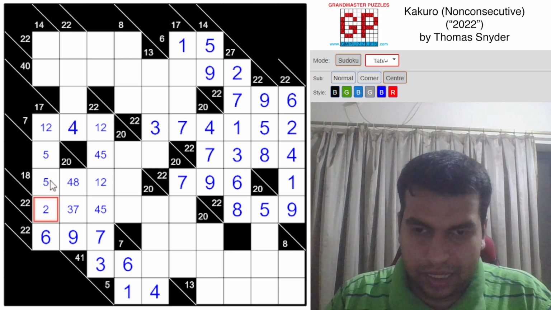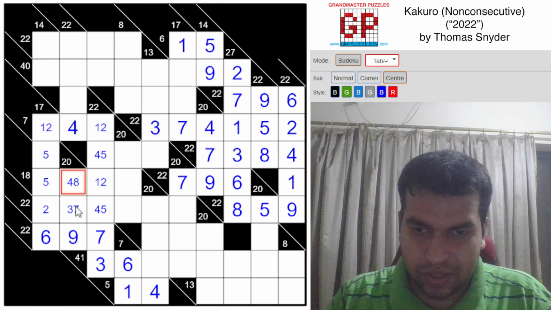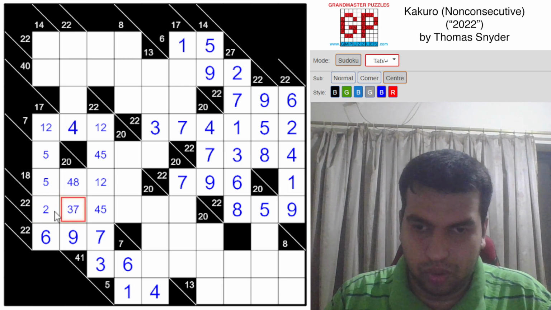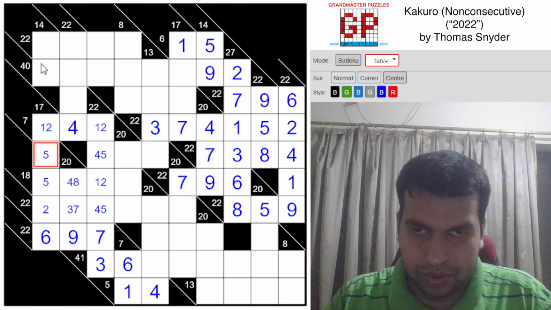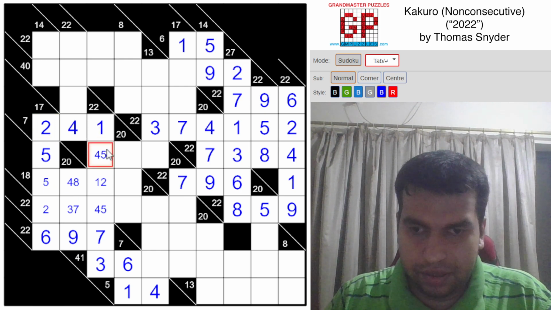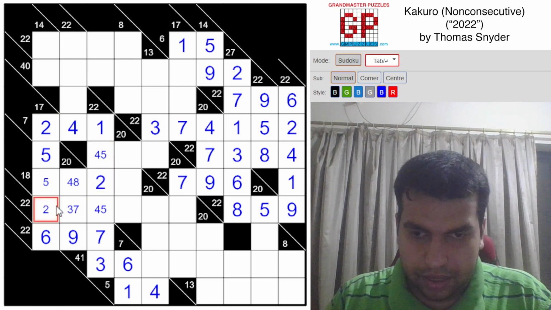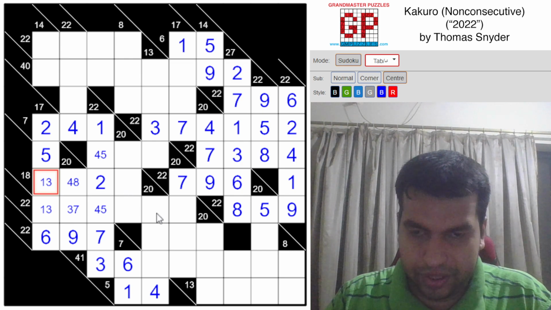Now this possibility, if this is 5 and 2, then this can't be a 4 because it's next to the 5. This can't be a 3 because it's next to the 2. That makes this 8 and 7, which is too big for the 20. So the 5 2 pair actually has to finish in the above area, and that forces these markings as well. So this is 1 and 3, that's all that's left.